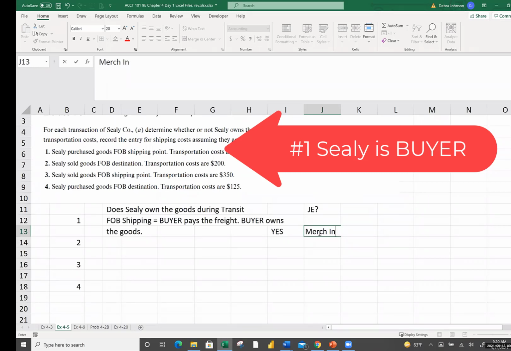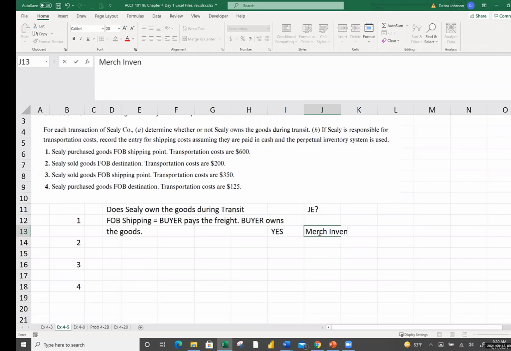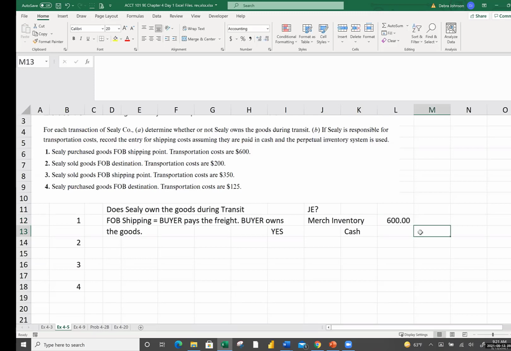So let me put the debit and credit in here. In fact, I think I'll move this up so I can use 2 lines. Merchandise inventory and cash, and that would be for the transportation costs of $600. So you want to ask yourself this question on an exam as you're doing the homework: who owns the goods? FOB shipping means buyer. It's the buyer's. As soon as it leaves the seller's stock, the buyer has the risk of loss. The buyer owns the goods. The buyer would make this journal entry.